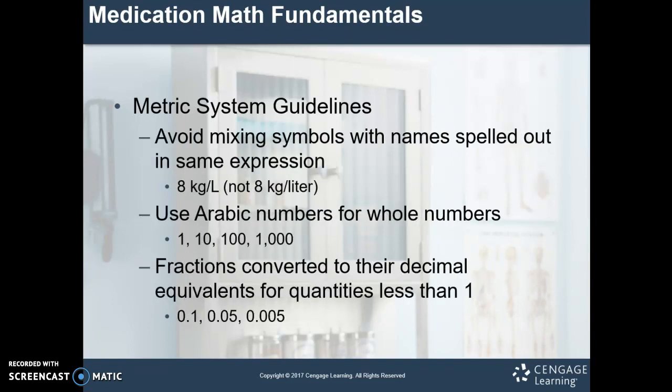So also, we want to avoid mixing symbols with names spelled out in the same expression. For example, we can do 8 kg over L, the big L, so that's 8 kilograms per liter. We don't want to do 8 kg and then write out liter, right?